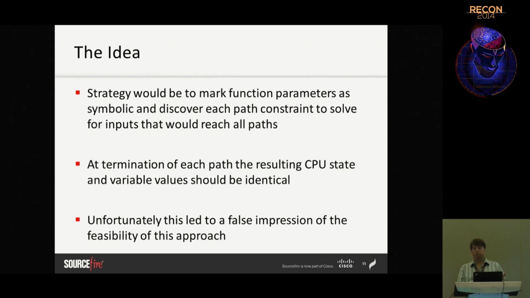The strategy is basically you would take an entire function and mark the parameters as symbolic and iterate over every possible path that you could take, just like we do in our Sage clone. And for each one of those paths, we would ask it to solve the possible inputs that would reach every condition constraint that is represented. And at the end of the day, the resulting register state and memory state should be more or less equivalent.